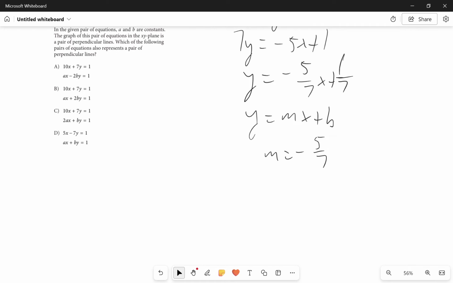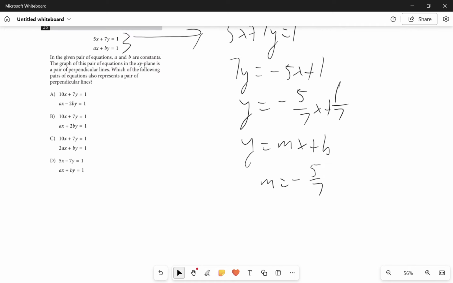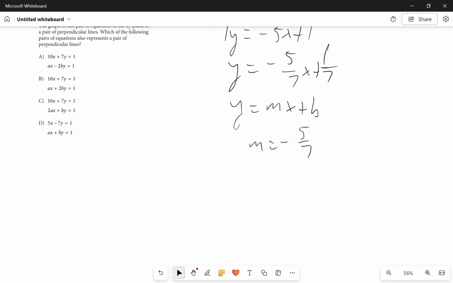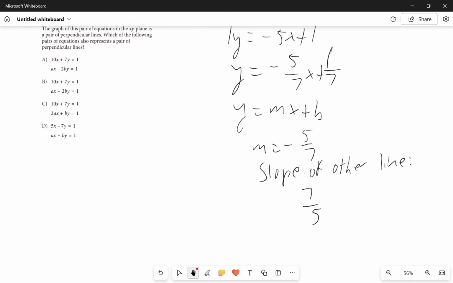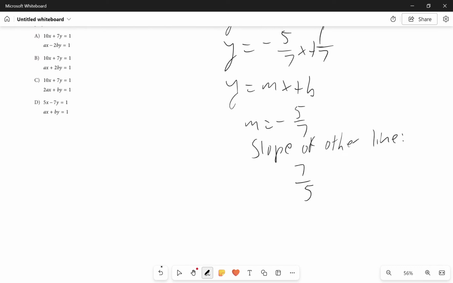Now remember, since the lines are perpendicular, the slope of the bottom line would be the negative reciprocal of that. So the slope of the other line is the opposite reciprocal, which is positive 7/5. So that's the slope of the other line.